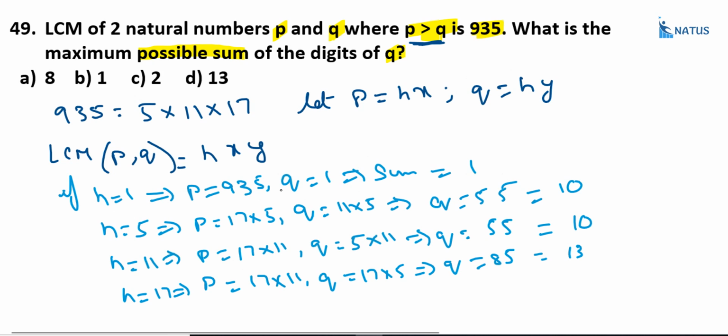Suppose h equal to 1, the sum is equal to 1. Suppose h equal to 5, the sum is equal to 10. Suppose h equal to 11, the sum is equal to 10. If h equal to 17, what is the sum? 13. What we require is the maximum possible sum. So what is the answer? Option D is the correct answer.